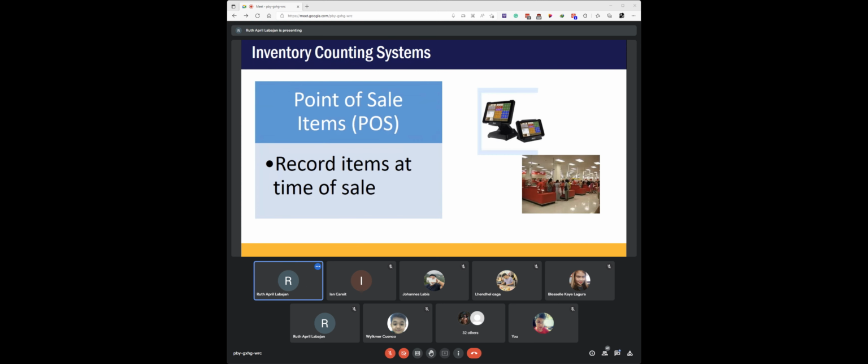Okay, and then lastly, the third type of inventory counting system is the point of sale items or POS, which record items at time of sale. Like I said earlier, when you buy at a grocery store or any retail store, when you pay, they scan your items. That's what we call point of sale items or POS. And every time you scan a product, automatically the system will update that the item is removed from the inventory. Okay?